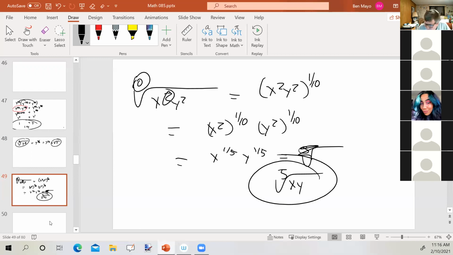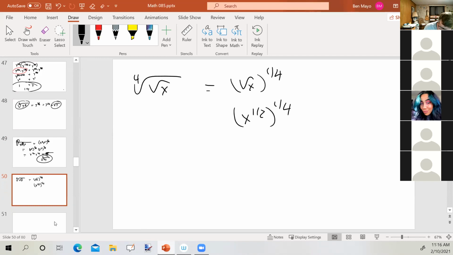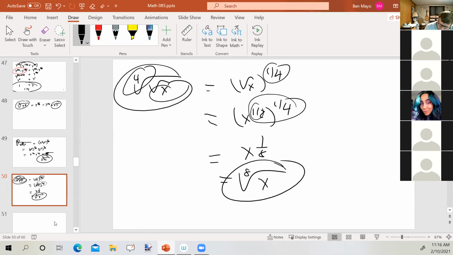Okay, how about this one? Let's see here. The 4th root of the 2nd root of x. So that would be the square root of x to the 1/4 power, which would be x to the 1/2 to the 1/4 power, which would be x to the 1/8 power, which would be the 8th root of x. So this becomes that. So I converted that into exponential form, converted that into exponential form, multiplied the exponents, converted it back into radical form.